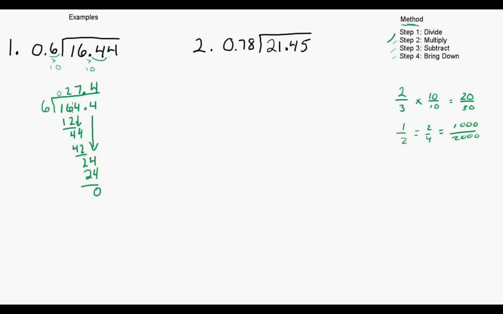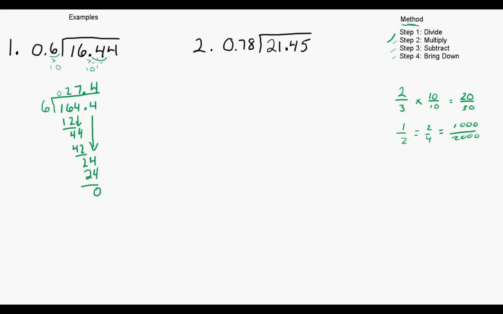So 6 divides into 164.4, 27.4 times. And if you punch it into your calculator, 0.6 will divide into 16.44, 27.4 times. If we multiplied by 100 up here, we'd get 60 dividing into 1,644, and it would go in 27.4 times.